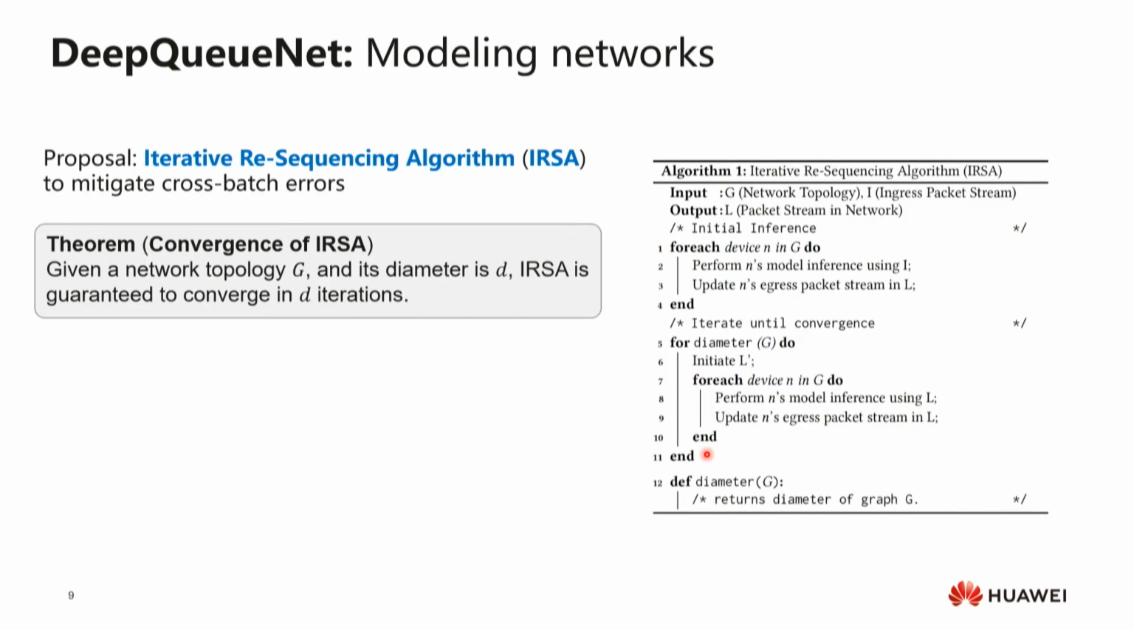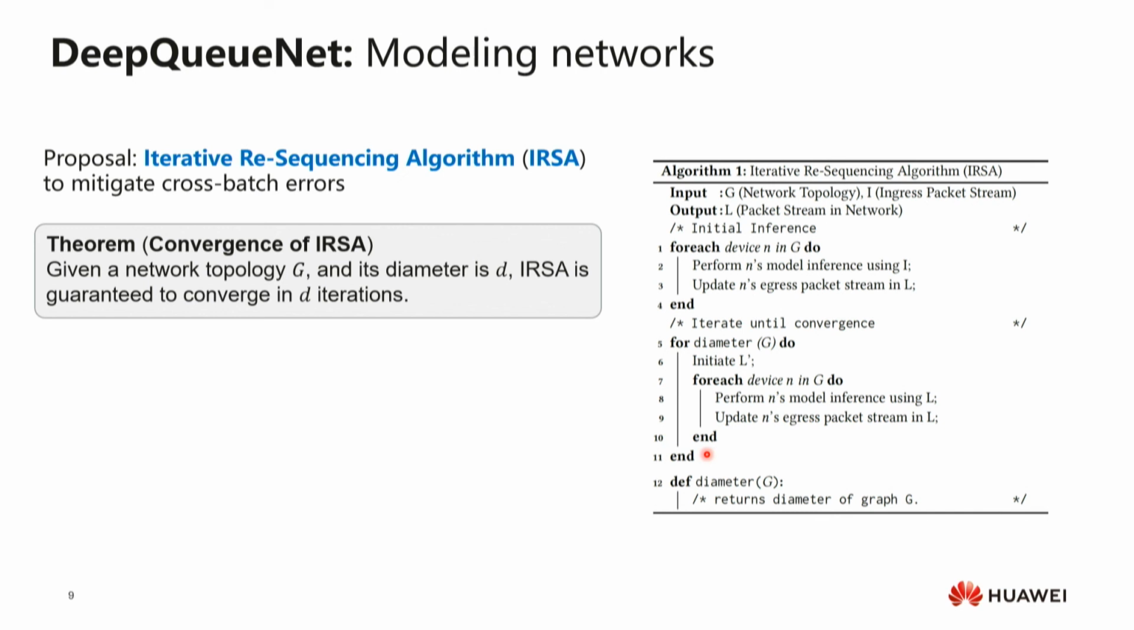And then with a trained device model, we moved to how to model networks. So here we propose iterative resequencing algorithm, IRSA for short. IRSA can imitate cross-batch errors between the packets. So we provide a theorem in the paper to talk about the convergence of IRSA. And given a network topology G and its diameter D, IRSA is guaranteed to converge within D iterations.